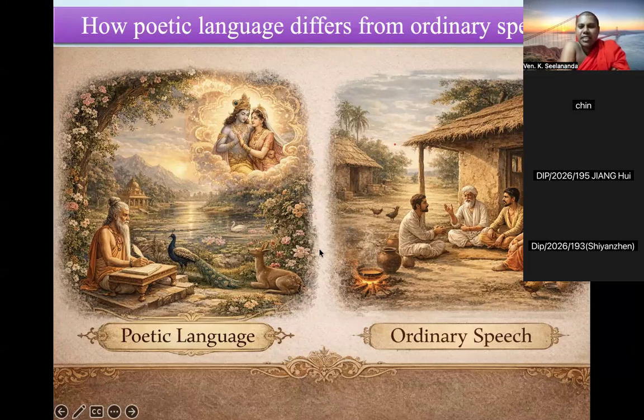This is the difference between poetic language and ordinary speech. Ordinary speech we can discuss, read, or talk directly. There are not any alankaras, ornaments, or the creative. There are not any creative ways for ordinary speech. The poetic language is a little bit different from that. Now, we have to create imagery, suggestion. We can do the ornament. We can make it with ornaments for the poetic language. You can see here from these two pictures what is the difference between poetic language and ordinary speech.